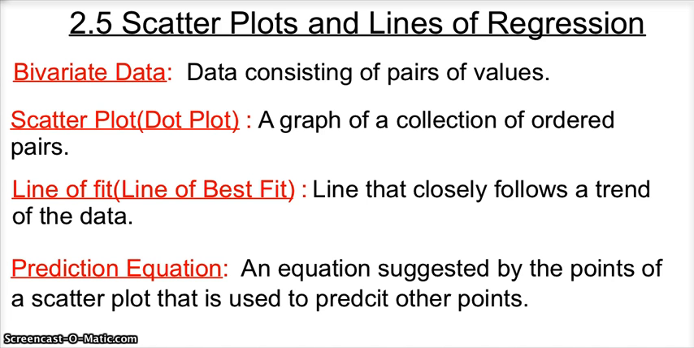Starting off with some vocab, we have bivariate data, which is data consisting of pairs of values. Next, scatterplot, or it could be referred to as dot plot, is a graph of a collection of ordered pairs. Then we have line of fit, also referred to as line of best fit, which is a line that closely follows a trend of the data. And finally, prediction equation, which is an equation suggested by the points of a scatter plot that is used to predict other points. So let's see what all this stuff means.